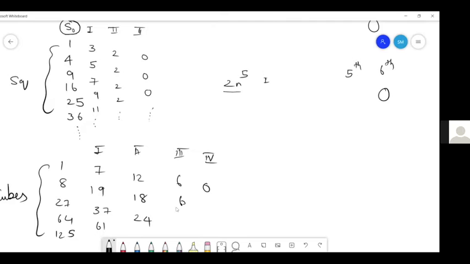For square numbers, after 2 stages we get 0. For cube numbers, after 3 stages we get 0. Okay, nice, that is a nice observation. So this is one observation: for squares, we get 0 after 2 steps, and for cubes, 0 after 3 steps. Okay. Anything else?